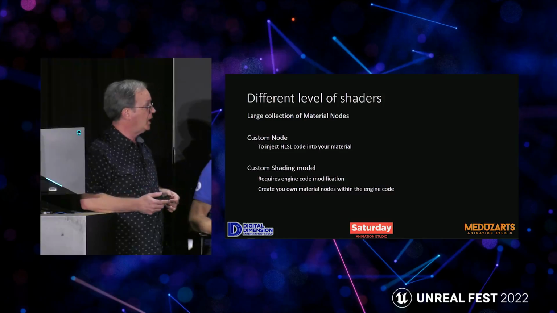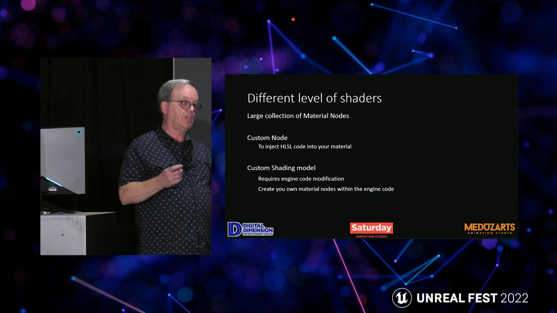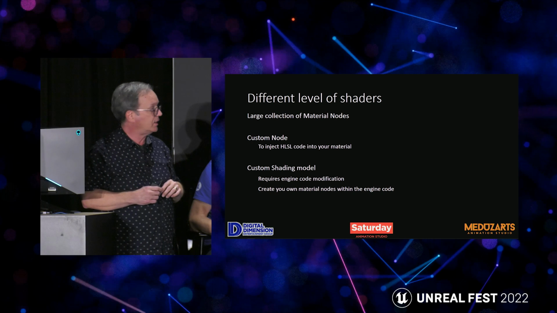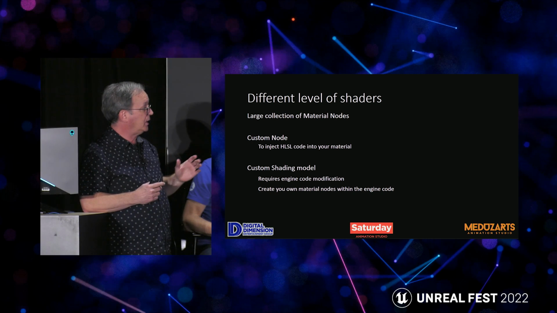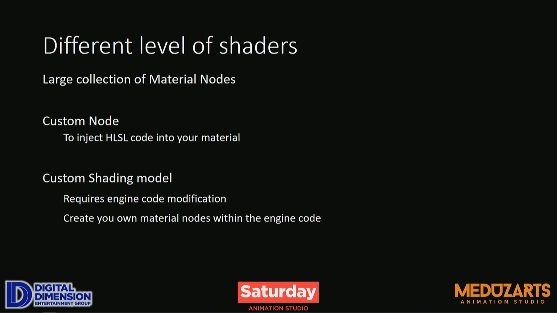First, the large collection of material nodes. Michael has just shown you what you can do with the material nodes that are straight out of Unreal. Then there's the custom node where you can inject some small HLSL snippets. And then if you really want to go deep into the rabbit hole, you can come up with your own custom shading model by modifying the game engine code. But there are big warnings and disclaimers with that because you have to maintain that and carry it over to the new versions of the engine. And unless you know what you're doing, that can be a pretty complicated solution.